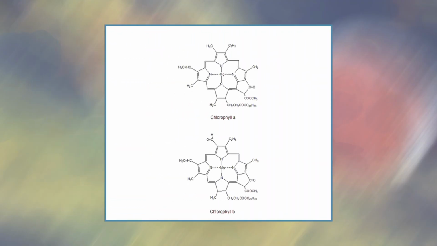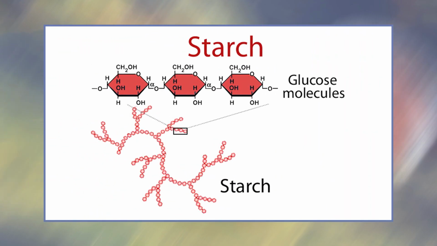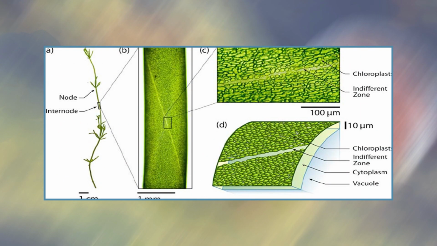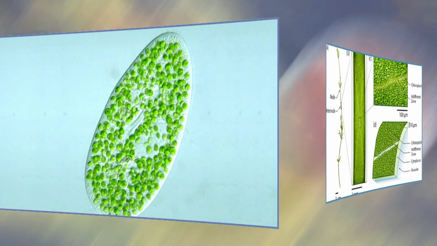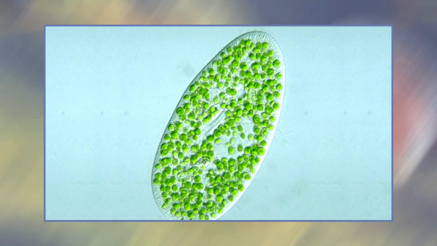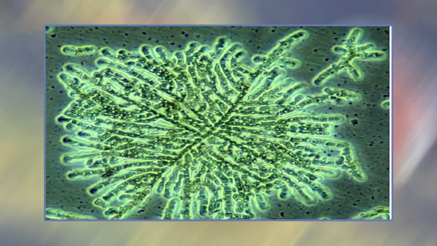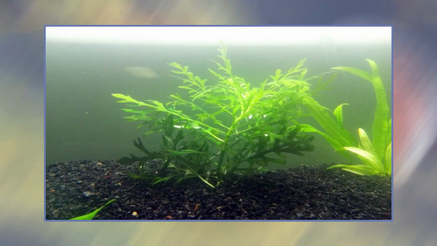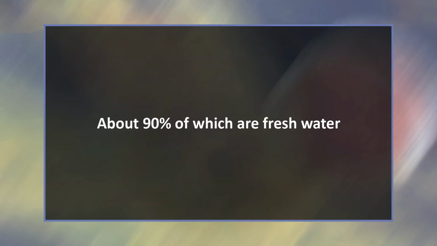To begin with, let me give you a brief introduction. Chlorophyceae is characterized by the presence of chlorophyll a and b, starch as reserve food, pyrenoids which are surrounded by starch sheath, and cellulosic cell wall. The thallus ranges from single unicellular motile form to complex heterotrichous form. Most of the green algae are aquatic, about 90% of which are freshwater.